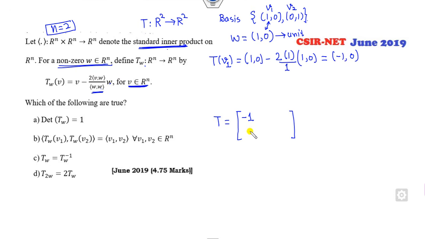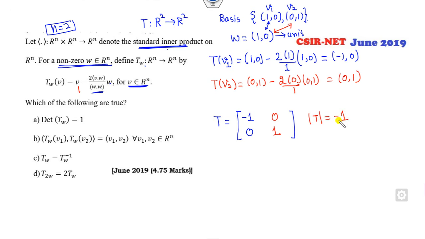So this is -1, 0. Now we can find V2. What is V2? V2 is my (0, 1) minus the dot product of this value. It is my (0, 1, 0), so it is my (0, 1). Fine. Now you can get the matrix T. What is the determinant? You can see that the determinant is -1.